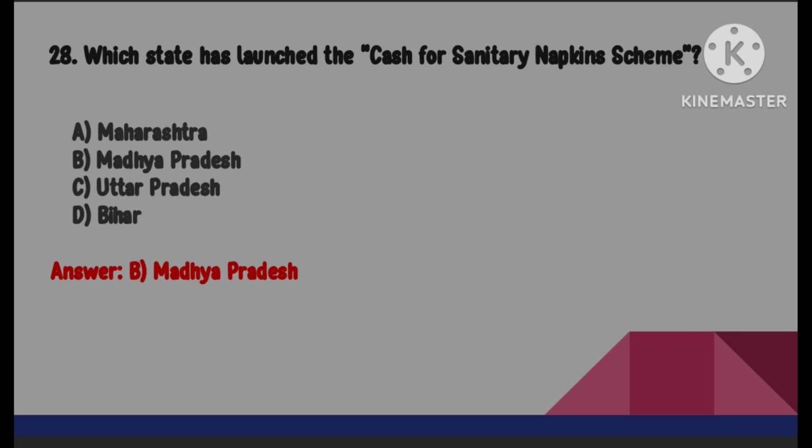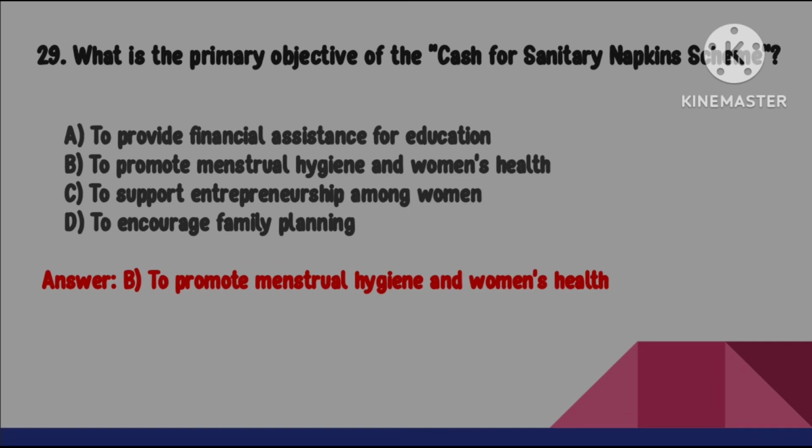Option A, Maharashtra. Option B, Madhya Pradesh. Option C, Uttar Pradesh. Option D, Bihar. And the right answer is option B, Madhya Pradesh. And the next question is, what is the primary objective of the Cash for Sanitary Napkins scheme?